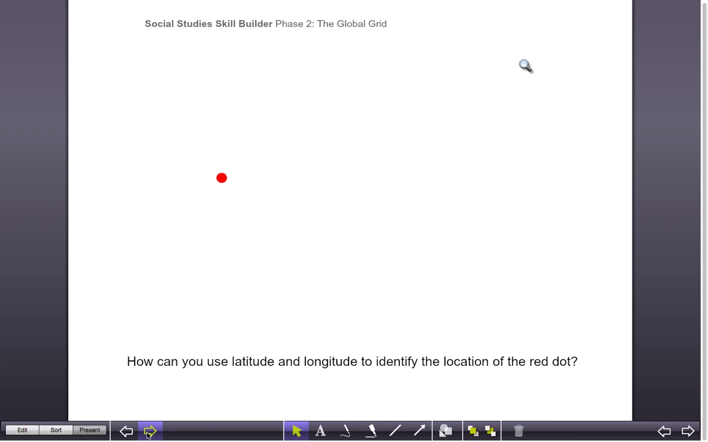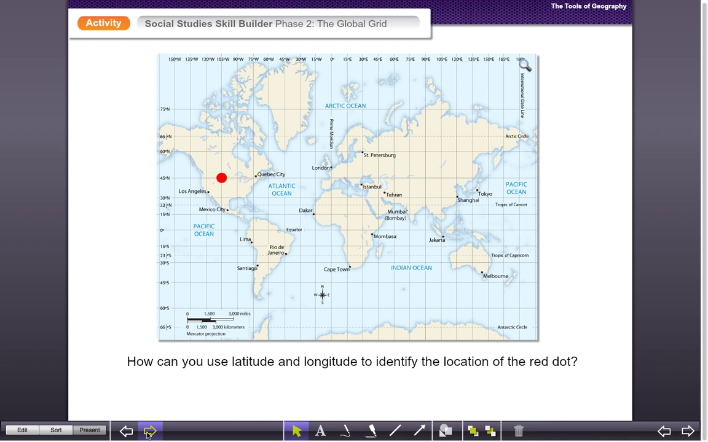So how can you use latitude and longitude to identify the location of the red dot? If you go over 15 degrees and you meet it at 105 degrees west, that's how we can find where the red dot is located. Use the coordinates 45 degrees north latitude and 105 degrees west longitude, and there you have it.